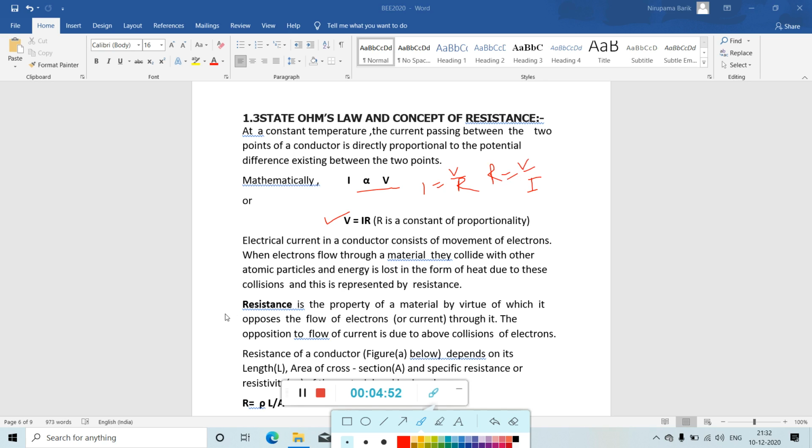So electrical current in a conductor consists of movement of electrons. Already I told you current is the flow of electrons. So when electrons flow through a material, they collide with other atomic particles and energy is lost in the form of heat. And due to this collision, whatever heat is generated is represented by your resistance term.